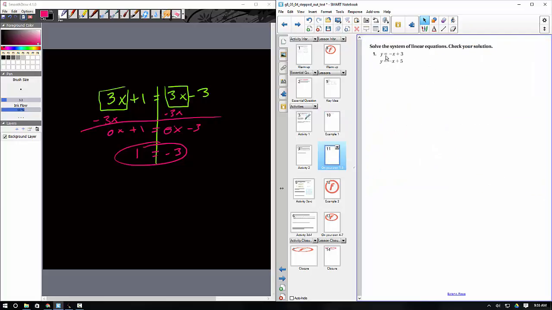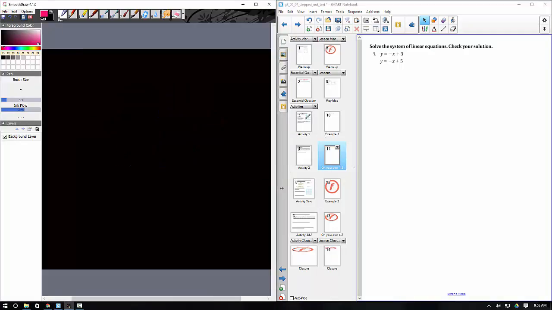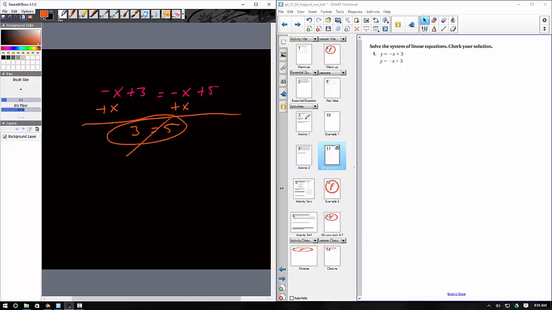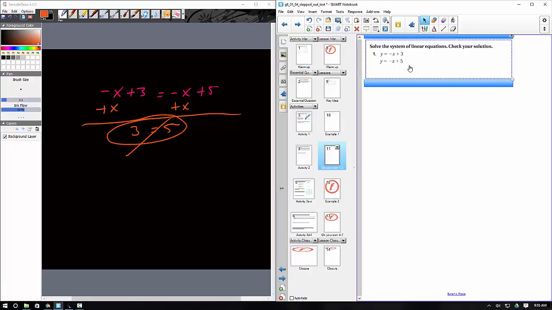Next one says, try doing this one here. And I have -x plus 3 and -x plus 5. So I'll just go through here, graph them out. So I'll put down my -x plus 3 equals -x plus 5. So I'm going to go through here. I'm going to say plus x on this side, plus x on this side. Now again, I just have 3 equals 5, which again, never happens. It's not true. So there's no solution for this one. This is no solution.